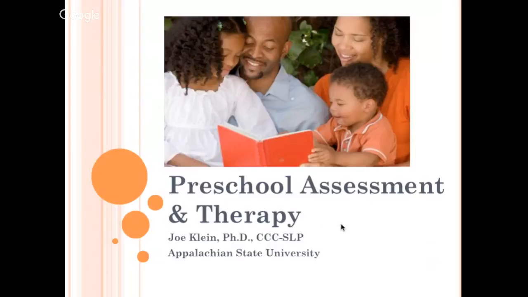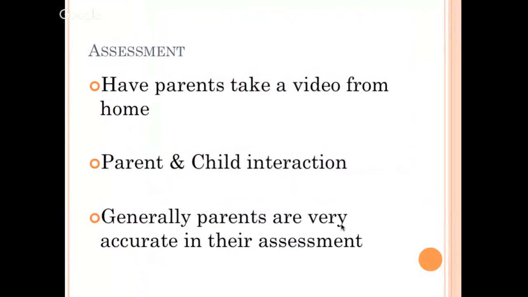We want to start out with having parents take a video from home. Why this is so important is that one thing we know about preschoolers and stuttering is that it's very variable. So it's really important, and this is so much easier now than it used to be, to get parents to take a video of what the child's speech looks like at home in just a normal everyday interaction. It is so helpful. And so get that.